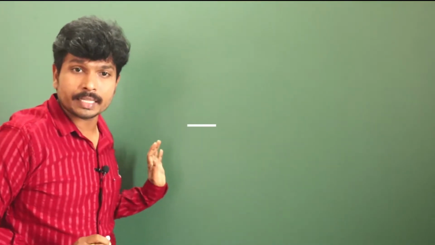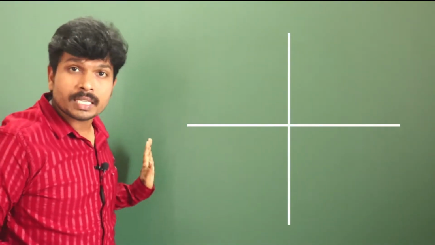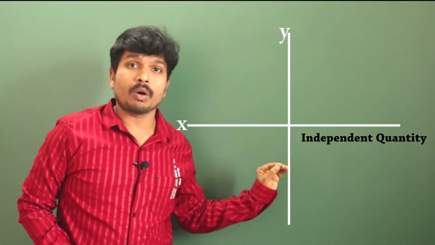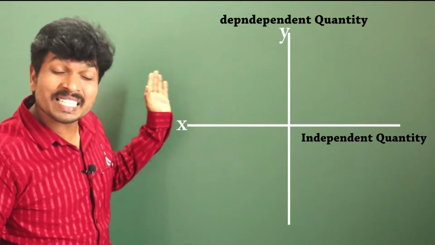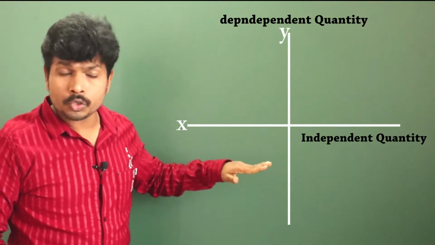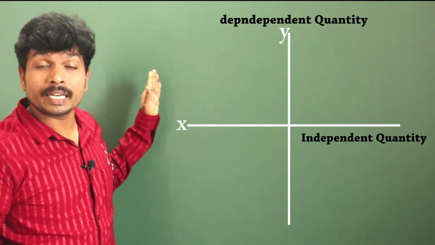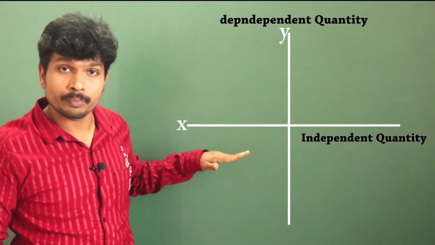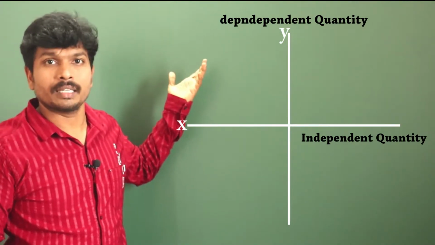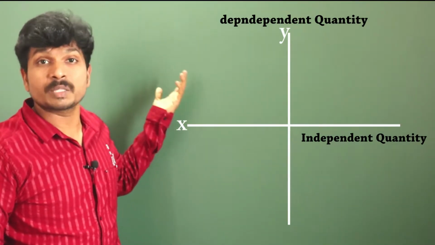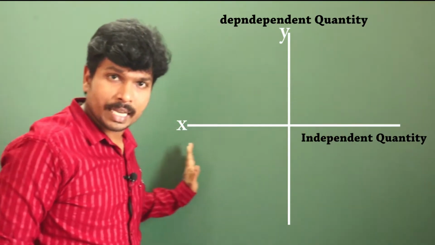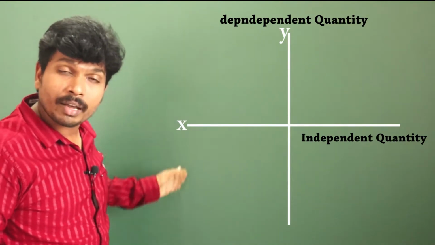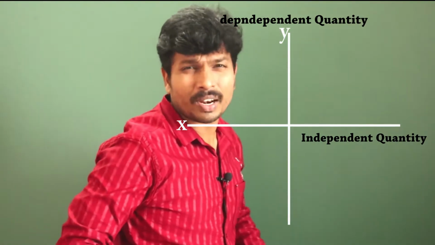Here you have the two quantities. One is x, another one is y. This x is called the independent quantity and y is called the dependent quantity. That y value depends on x. Suppose you take x as time, and y as velocity. With respect to time, we can find the velocity. Otherwise, one is time and another one is displacement. So quantities like that are there. Generally we take the x-axis as the independent quantity and the y-axis as the dependent quantity. That is our convention.